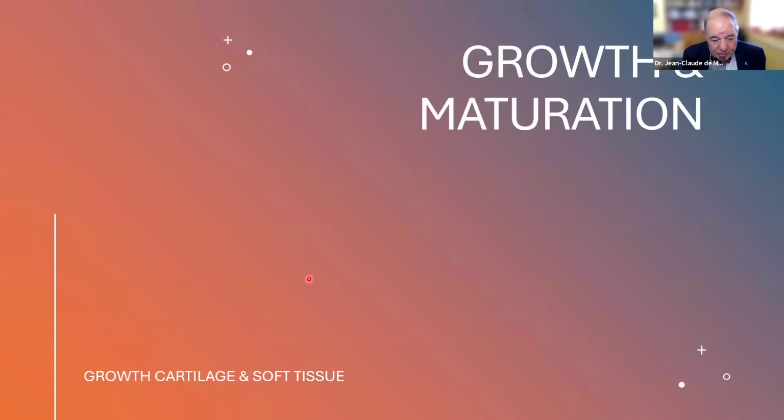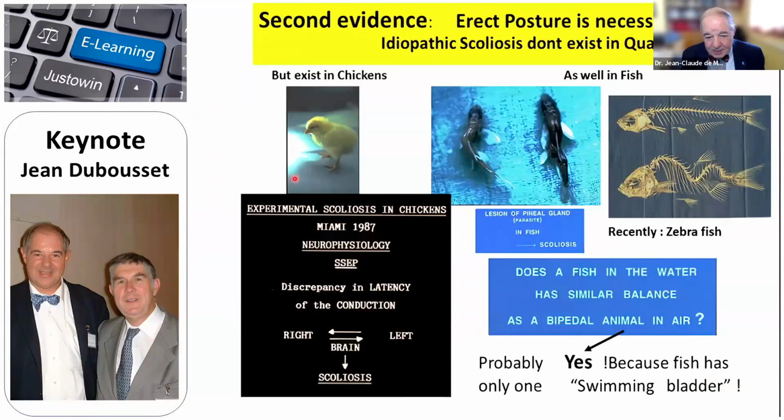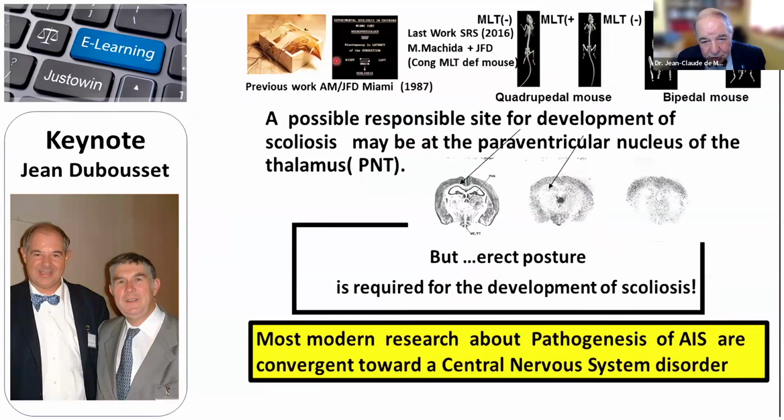So then we have growth and maturation, the soft tissue. We said before, we see on the X-ray hard tissue, but we have the soft tissue with tensegrity. So Jean Dubousset was okay with the concept of tensegrity. And you remember, second evidence, the erect posture is necessary. He worked a lot, Jean Dubousset, with Mashida in Japan, with chicken and also with the mouse.